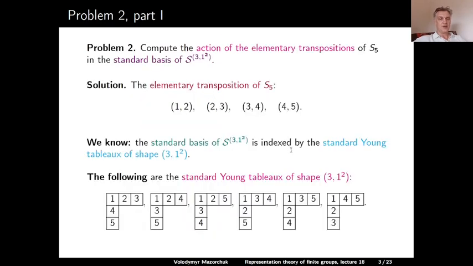Finally, for the elementary transposition (2, 3), in the first case we have this trivial Garnier, just 1 on the diagonal. Then if you swap 2 and 3 here, then the second basis vector will be mapped to the fourth basis vector, so they are swapped. Similarly, the third basis vector is swapped with the fifth basis vector. And in the last one, we just have minus 1 because they are in the same column.